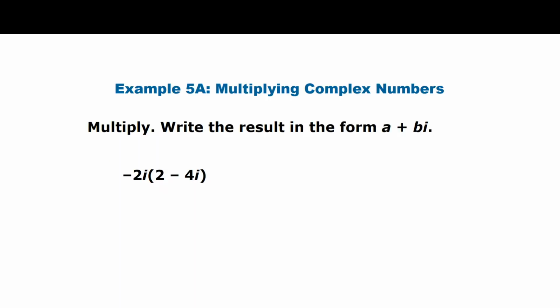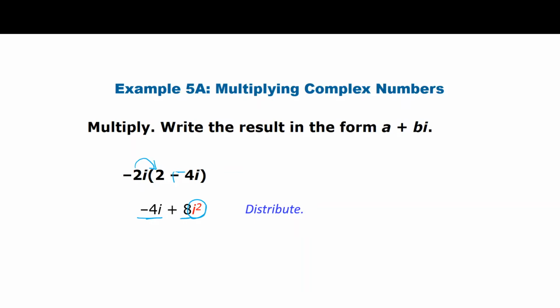Okay, so let's try one of these. The first thing we want to do is go ahead and distribute our negative 2i. So we're going to multiply negative 2i times 2, gives us a negative 4i. And then let's look, we have negative 2i times a negative 4i. So that's going to be negative 2 times negative 4 is a positive 8, and i times i is i squared.